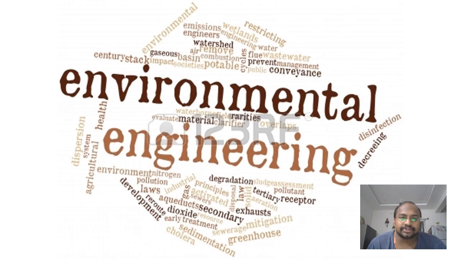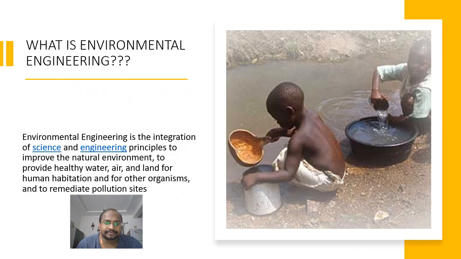In this lecture, we are going to see what is environmental engineering and what is the role of environmental engineering. So what is environmental engineering? Environmental engineering is the integration of science and engineering principles to improve the natural environment, to provide healthy water, air and land for human habitation and for other organisms, and to remediate pollution sites, nothing but to remove or decrease the pollution. So in environmental engineering we are going to see how we are going to take healthy water, air and the land in which we are going to live.